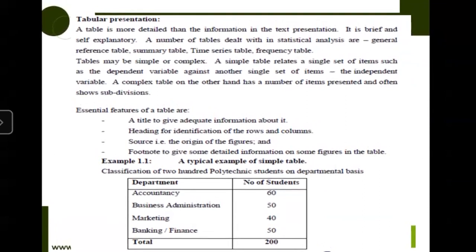A simple table will only use a single set of items, which includes a dependent variable and an independent variable. But a complex table will have a number of items that have been presented, and it will have subdivisions. And that is what we usually use this for. And that is where your data analysis comes into play.